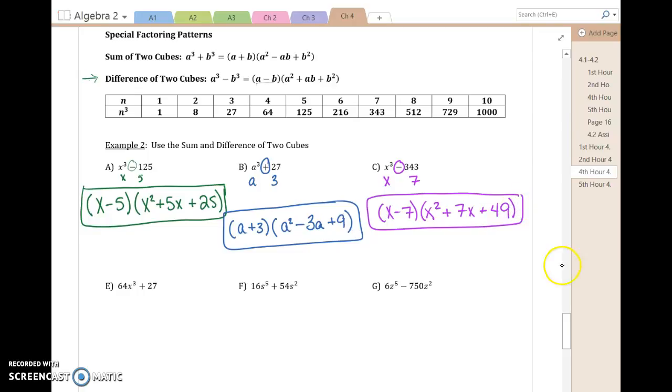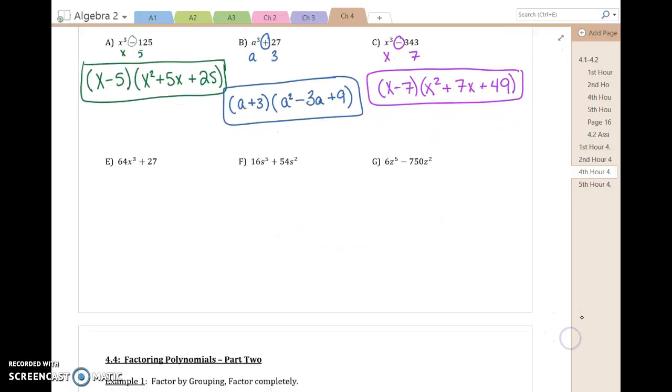Okay, now take a look at E. The problem with E is that we don't just have x cubed. We have 64x cubed. What is 64 the perfect cube of? 4. And x cubed is the perfect cube of x. So our A is actually 4x instead of just x. 27 is the perfect cube of 3. It's the sum of two cubes, so the first part's easy, 4x plus 3.